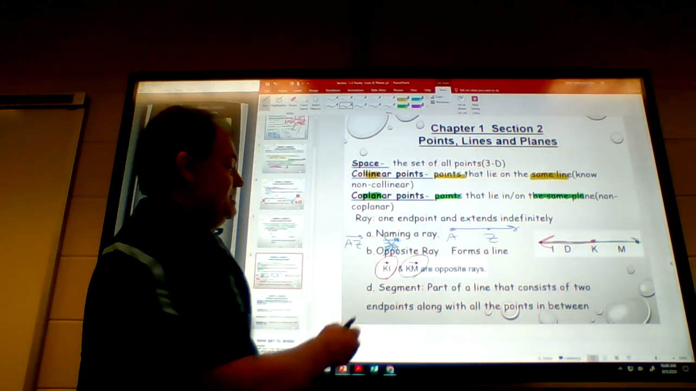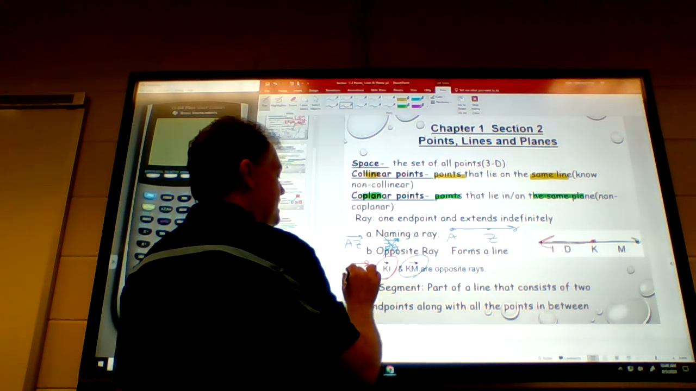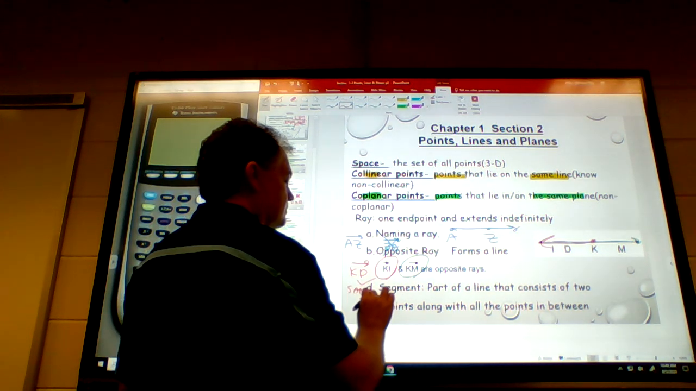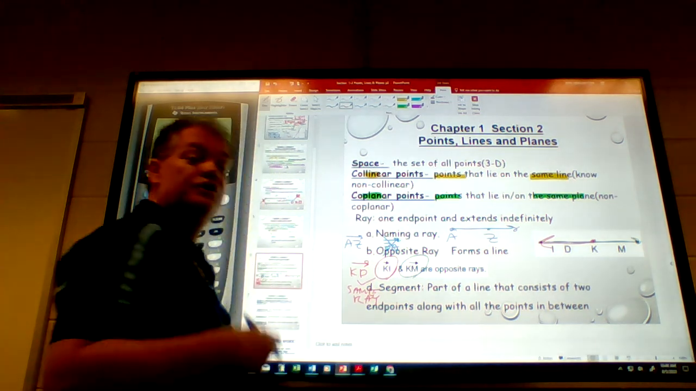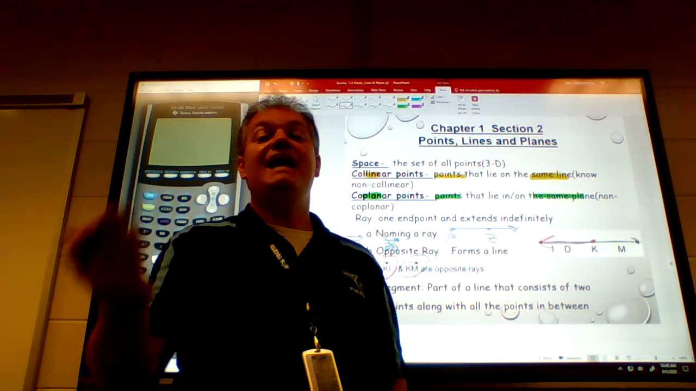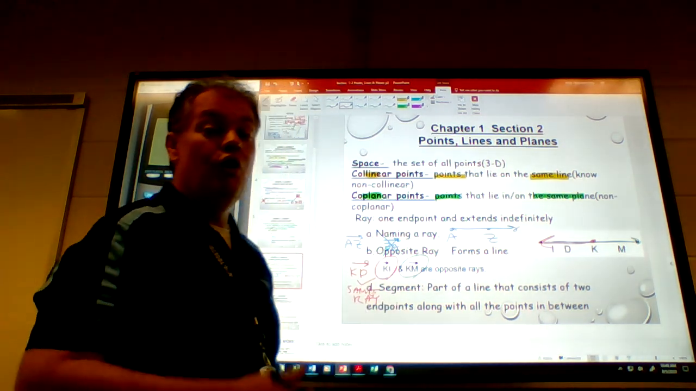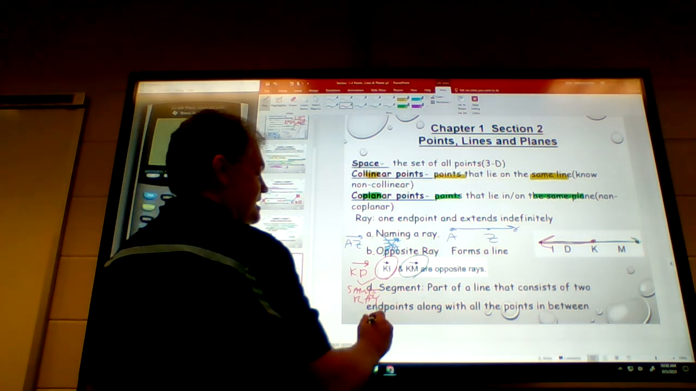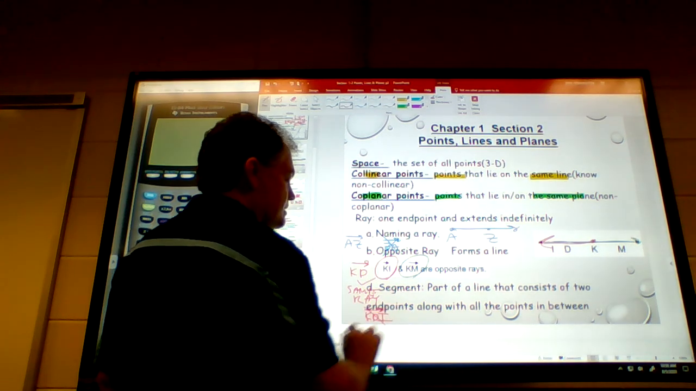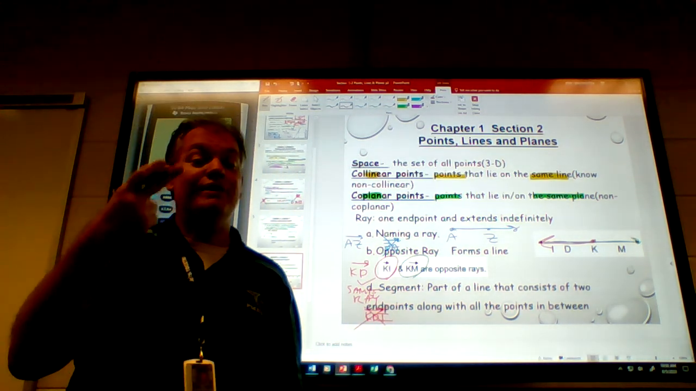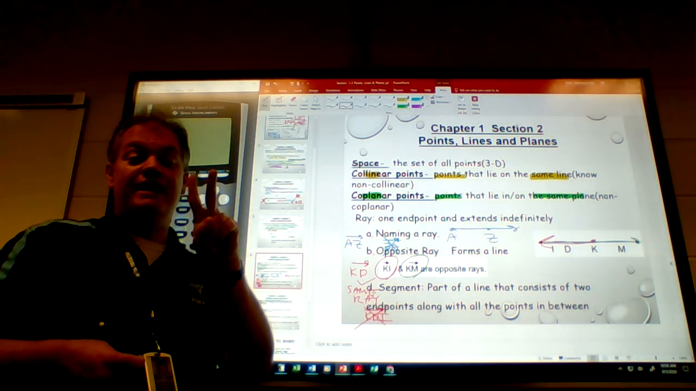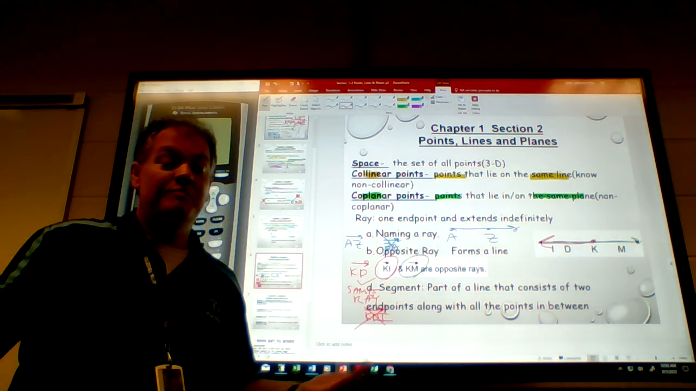Let me backtrack on that a moment. KI and KD are the same ray. The reason they're the same ray is they have the same endpoint, and this ray passes through both points D and I. So you could say ray KD, or you could say ray KI. Here's what you cannot say: you cannot say ray KDI. You can't do that because it's like a line. You can only use two points to name it. Only two. Remember that. Two points to name a ray, two points to name a line, more than that to name a plane.